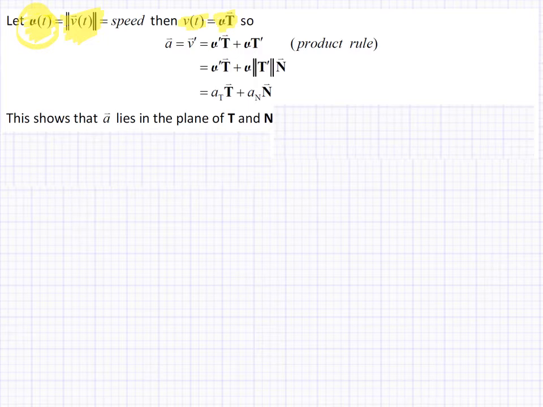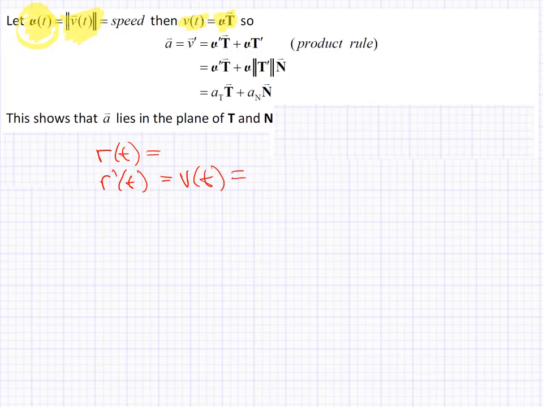We know that the position vector would give us our vector valued function, and that would describe the curve. And then the derivative of that position vector would give us our velocity vector.